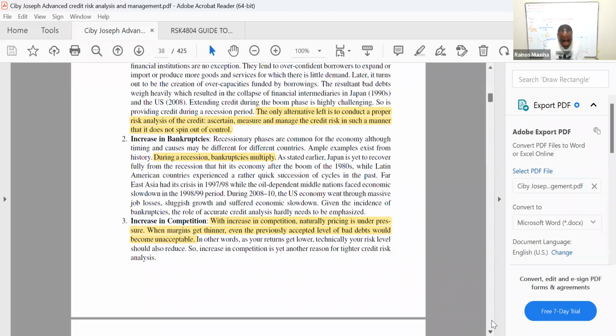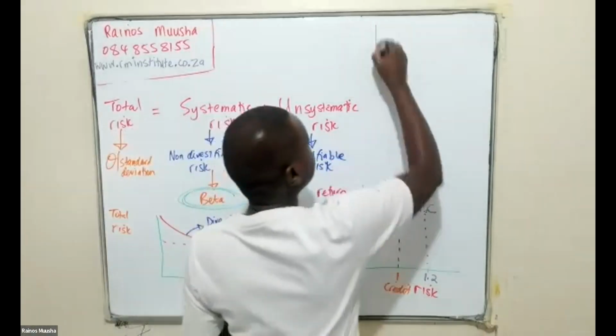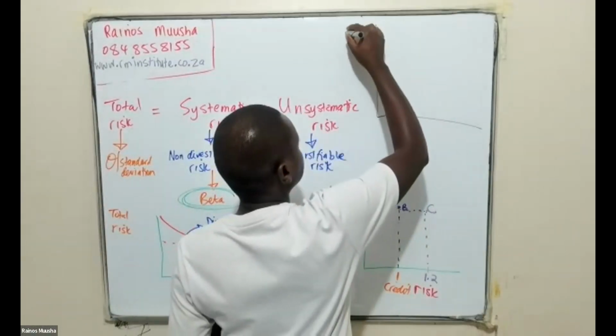If we read from the beginning of the paragraph, they say recessionary phases are common for the economy, although timing and causes may be different for different countries. Ample examples exist from history. During a recession, bankruptcies multiply. So the reason why we need to do credit risk analysis is mainly because, remember, we say that the economy moves in different cycles.